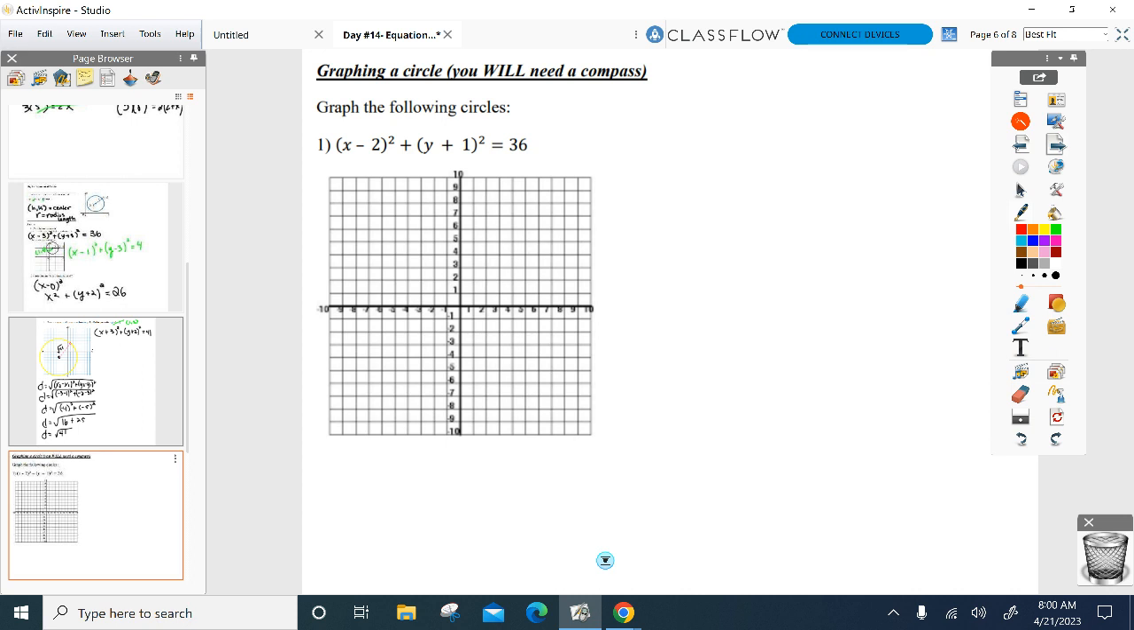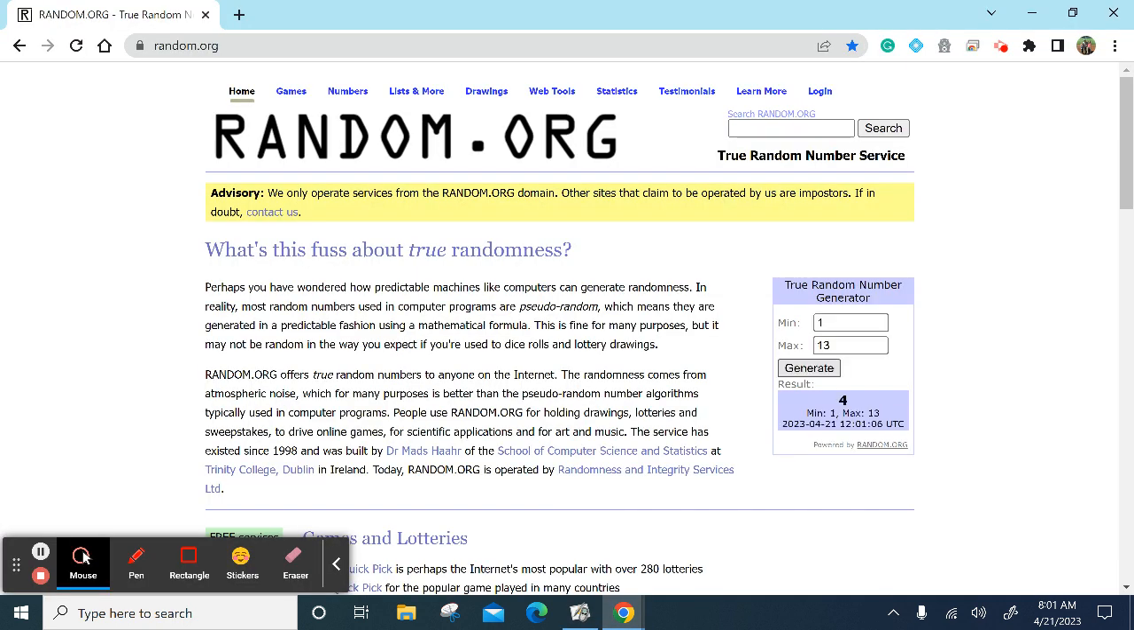Can you help me graph this circle? Before you graph it, I'm going to need 2 values from you, right? I need to know what the center of this circle is. And then I'm going to need to know what the radius length is. I'll start off with the easy one. What's the radius length? Remember, 36 is here, but 36 is r squared. All right, this value represents r squared. So what is r then? What's the radius length?